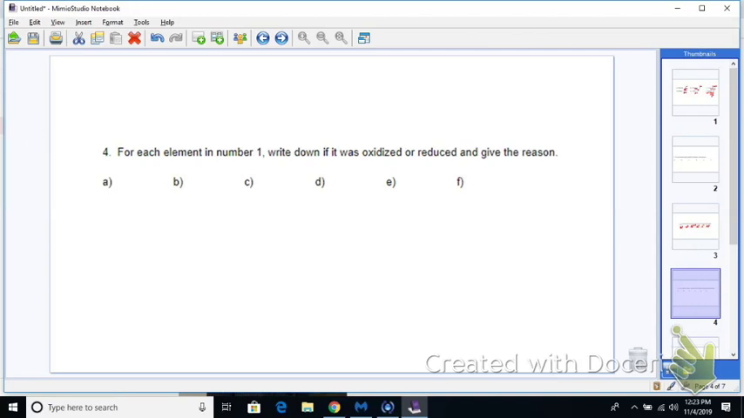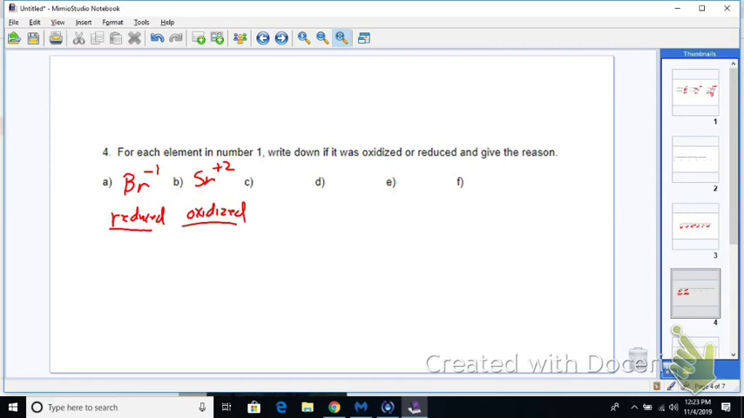For number 4, you're supposed to write down for each one of these if they were oxidized or reduced. So bromine, it's a -1. Was it oxidized or reduced? Reduced. Okay. For strontium, it was oxidized. Okay. So right here you have 2 different things happening.